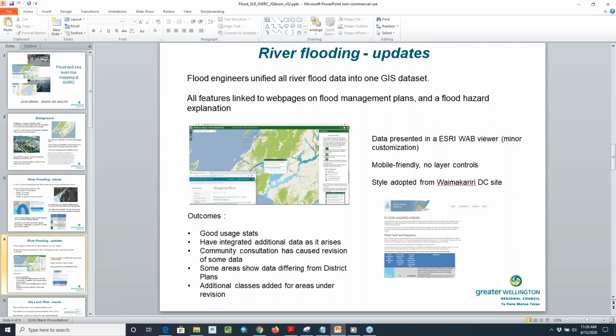And we've also noticed some minor differences from district plans for historical reasons, because district plans are produced on a different timeline. And we've also expanded our classifications for areas under revision, which I wasn't too comfortable with, as I quite like the simple early classification we started with, but of course we have to deal with data as it arises.